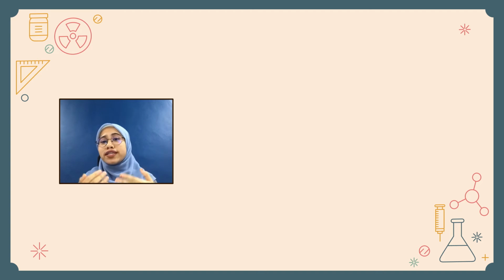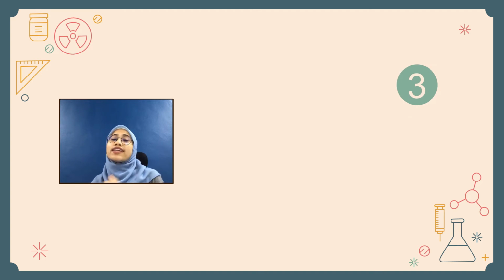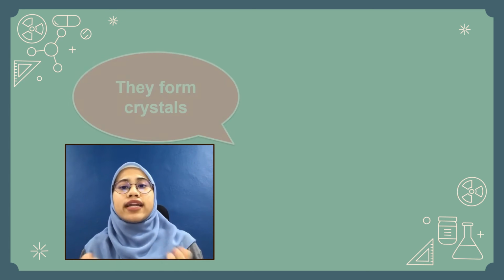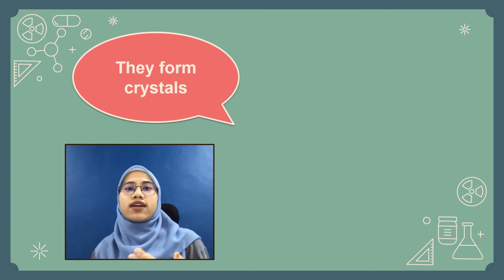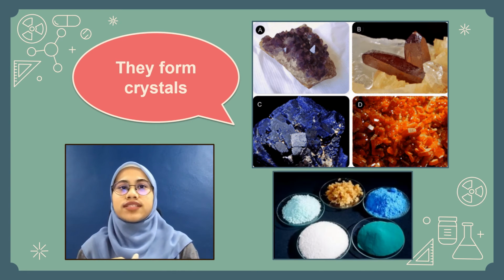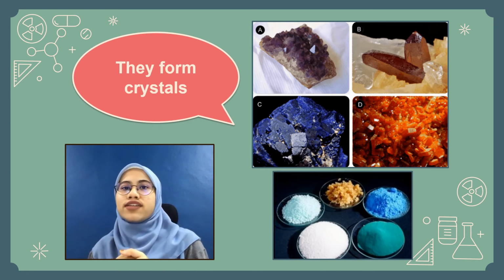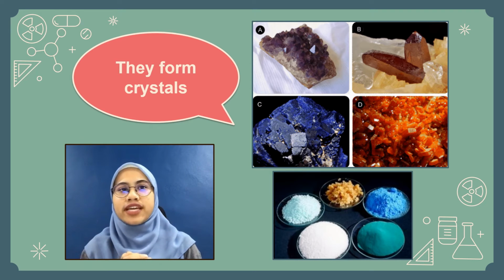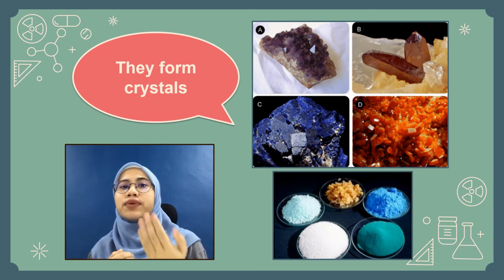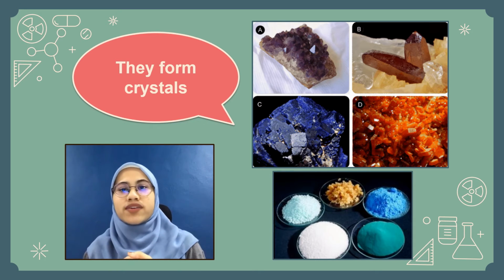Now, I will continue this video by explaining the properties of ionic compounds. Firstly, they form crystals. Rather than amorphous solids, ionic compounds form crystal lattices. Although molecular substances can form crystals, they generally do so in different shapes than ionic crystals, and molecular crystals are typically softer than ionic crystals.